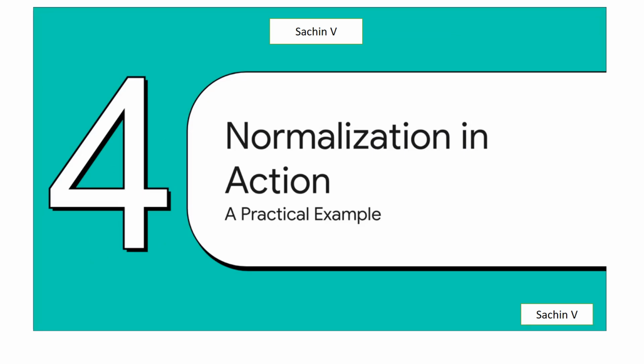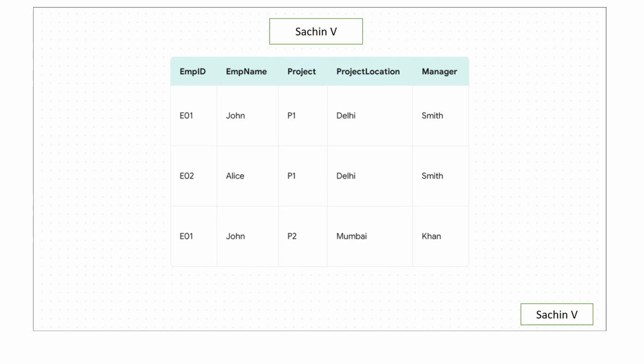Okay, that's enough theory. It makes a lot more sense when you see it happen. Let's take a brand new, messy table and walk it through the whole process, from chaos to clarity. So here's where we start. It's a single table that's supposed to track which employees work on which projects. You can probably see the redundancy from a mile away. The project location, Delhi, and the manager, Smith, are repeated for every single employee on Project P1. This is a classic recipe for disaster.